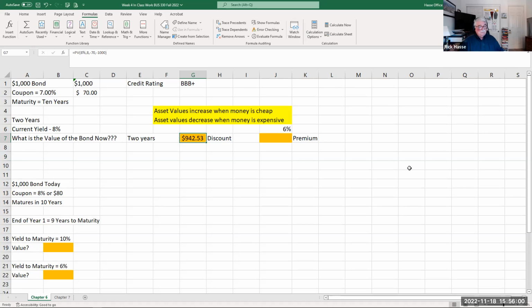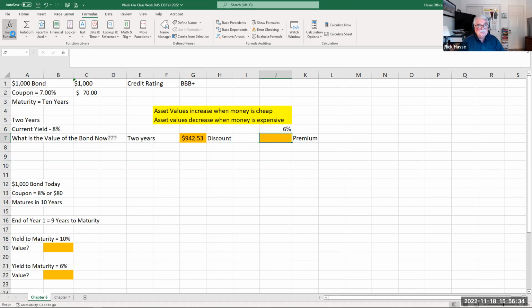And this is exactly what's going on in the bond market today. Interest rates are increasing. Existing bonds that have already been issued are losing value. And that's causing some problems in the markets. When interest rates increase, asset values in investments decline. And that's why the markets are spooked these days, because of higher interest rates. Let's take a look at the other side of it. What happens if the current yield is not 8%, but 6%?